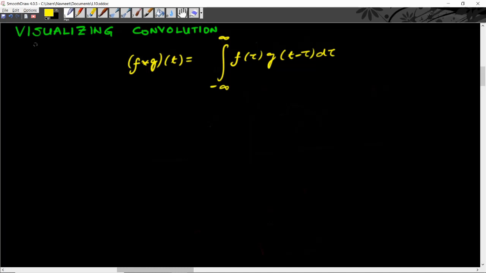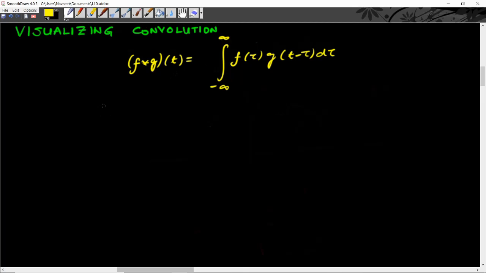In this lecture, we'll discuss how to visualize convolution that is given by this integral over here. So convolution of two functions f and g, let's say in time domain, is given by this integral f of tau multiplied by g of t minus tau, integrated over tau from minus infinity to infinity. And we've seen in the previous lecture that this operation is called the convolution.